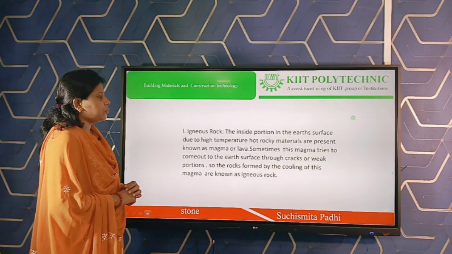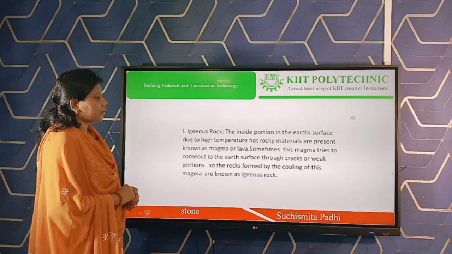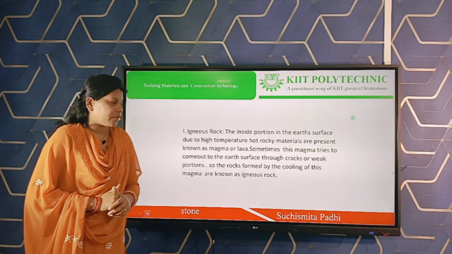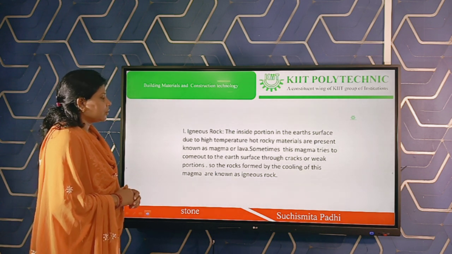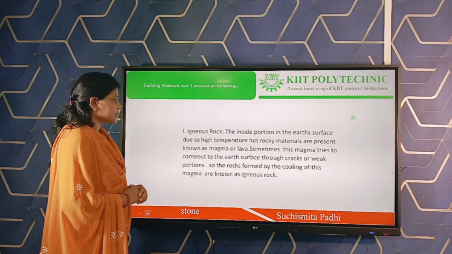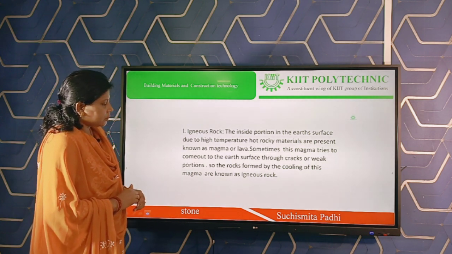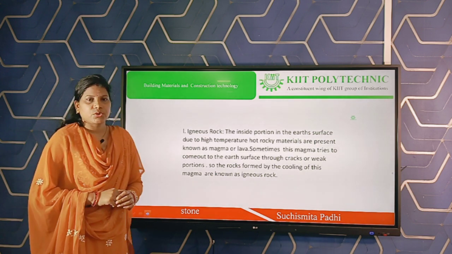So, the inside portion in the earth's surface, due to high temperature, hot rocky materials are present known as magma or lava. And sometimes this magma tries to come out to the earth's surface through the cracks or weak portions. And the rocks formed by the cooling of this magma are known as igneous rock.